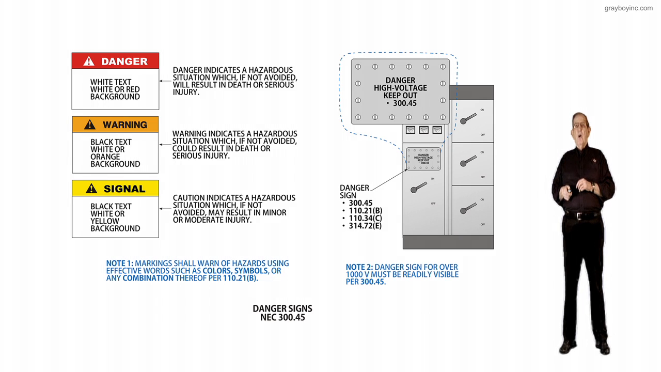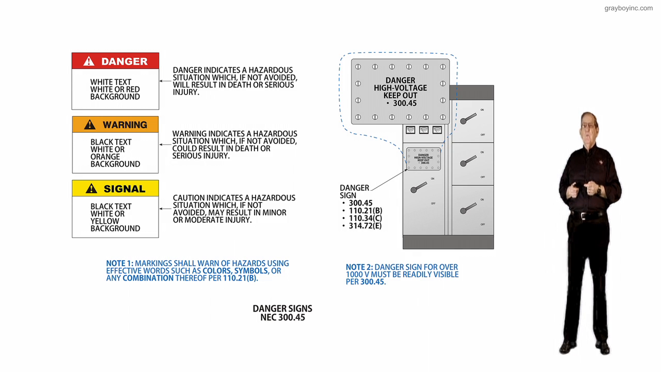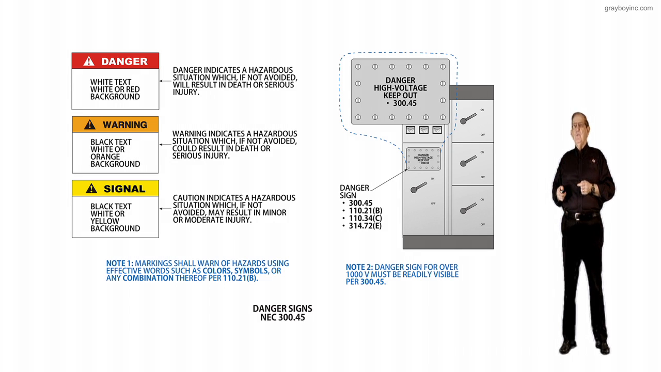Note 1, markings shall warn of hazards using effective words, colors, symbols, or any combination thereof to comply really with 110.21(B). Note 2, danger sign for over 1,000 volts must be readily visible per 300.45.